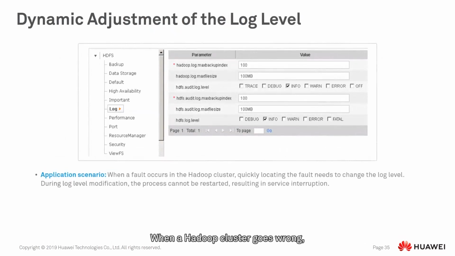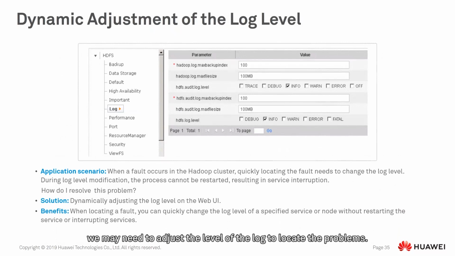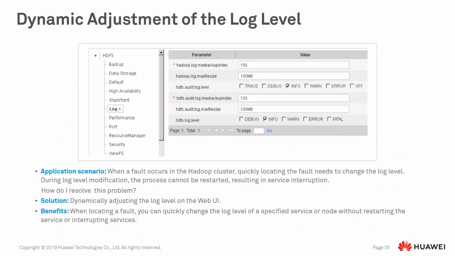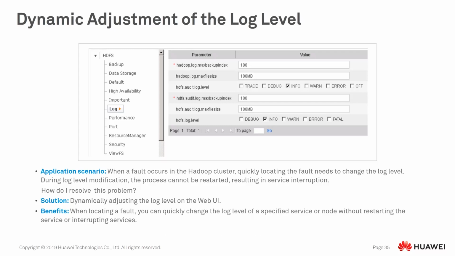When a Hadoop cluster goes wrong, we may need to adjust the level of the log to locate the problems. But when adjusting the log level, we need to restart the cluster, which may influence the services. FusionInsight HD solved this problem. It supports adjusting the log level dynamically on the web UI by users without restarting the cluster.